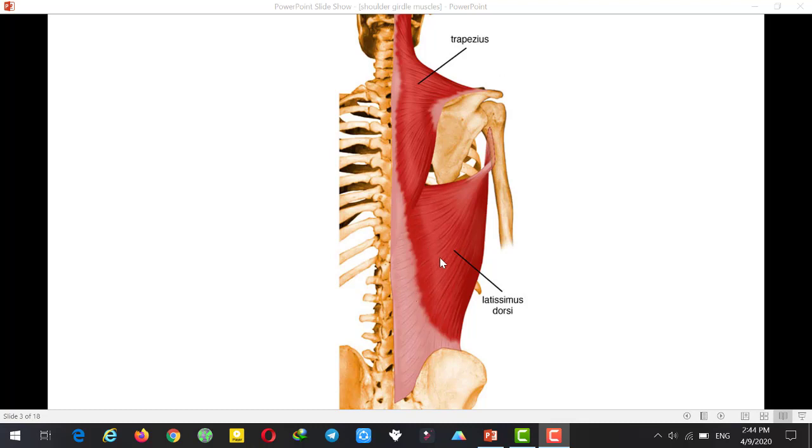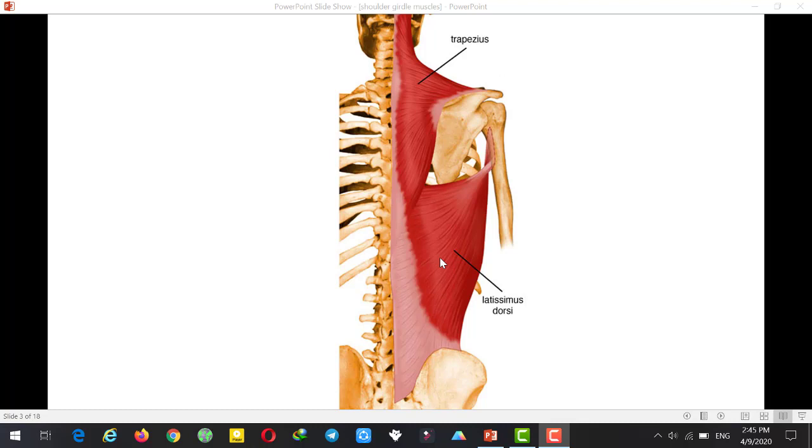Action of the latissimus dorsi is adduction, extension, and medial rotation of the shoulder, as in swimming, climbing, pulling, folding the arm behind the back, and scratching the opposite scapula. Another action is to hold the inferior angle of the scapula in place.